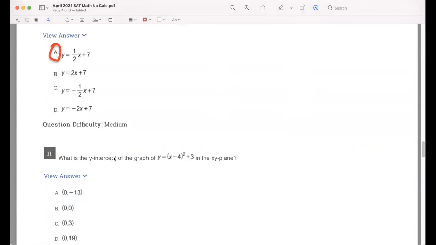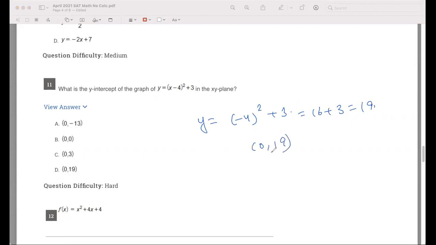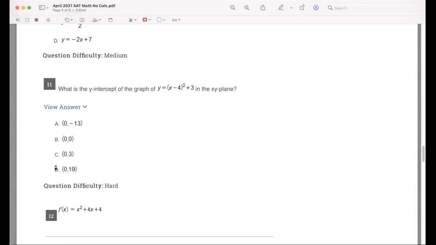What is the y-intercept of the graph in the xy plane? So for the y-intercept, I'm going to put x as 0. So y is minus 4 squared plus 3, which is 16 plus 3, which is 19. So (0, 19) will be my y-intercept, right? So that's option D.